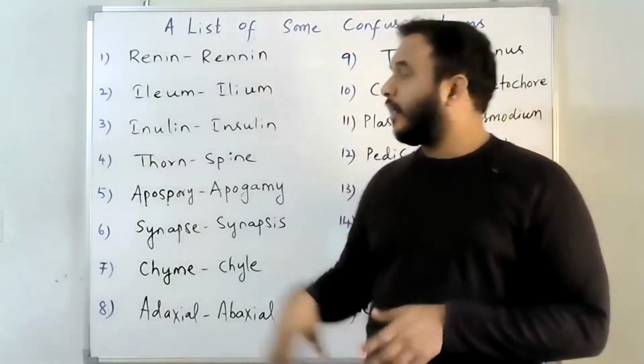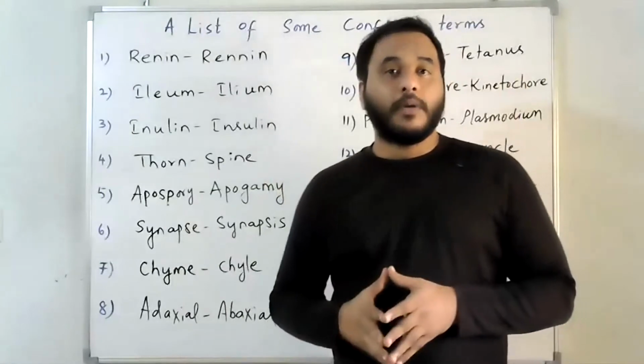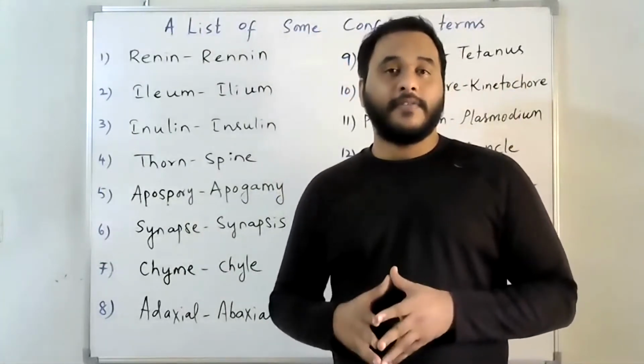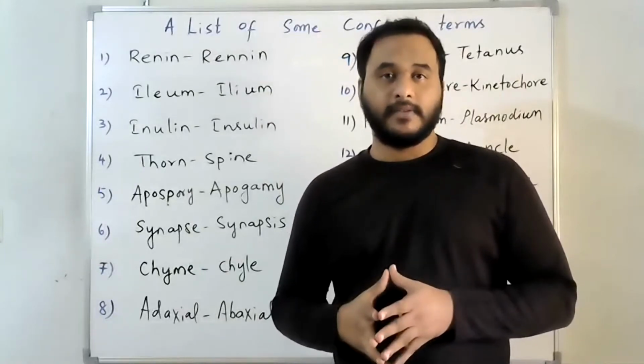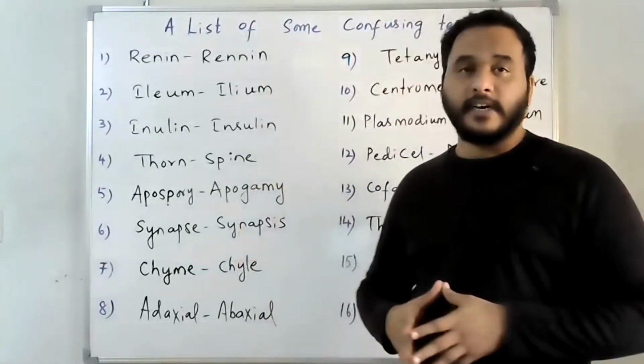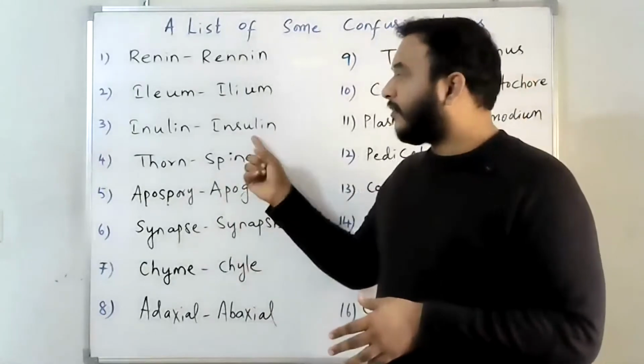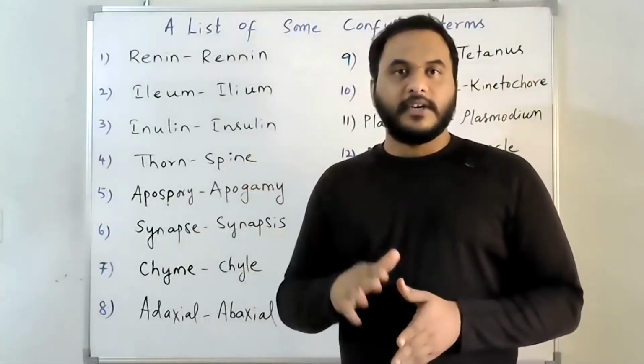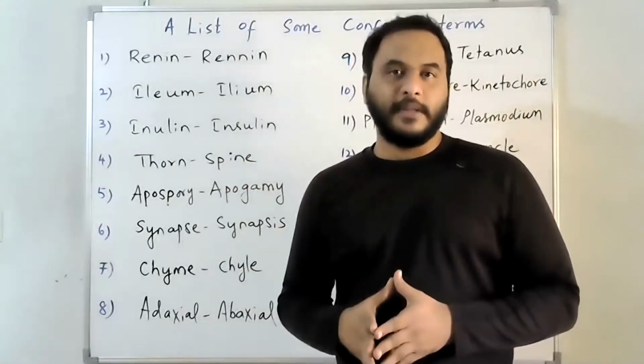Coming to insulin, it's a hormone which is secreted by the beta cells of the islets of Langerhans of the pancreas. And we know this is a hypoglycemic hormone. That means it is responsible for lowering the glucose levels in the blood.